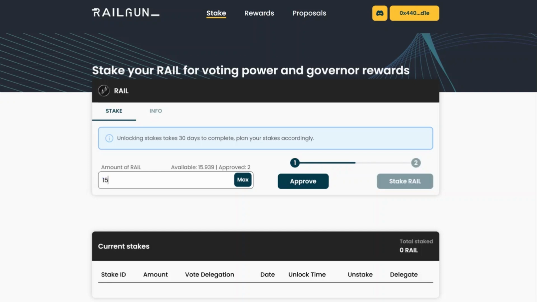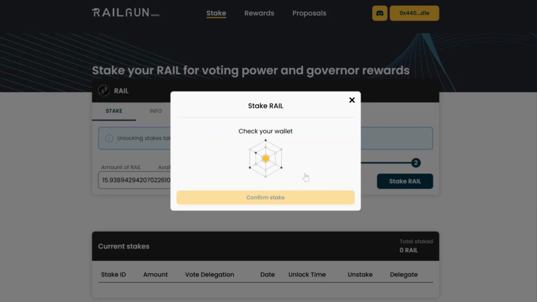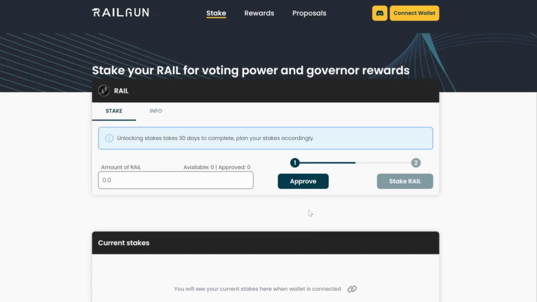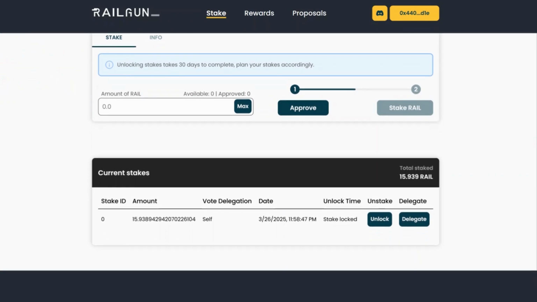Once you have Rail in your Ethereum wallet, you can stake it on the Railgun governance portal at governance.railgun.org, which will allow you to stake Rail to earn active governors' rewards, vote on proposals, or delegate your voting power. Simply connect your wallet containing Rail and execute the staking approval transactions. Note that you will need to do 2 transactions, one for approve and another to stake.